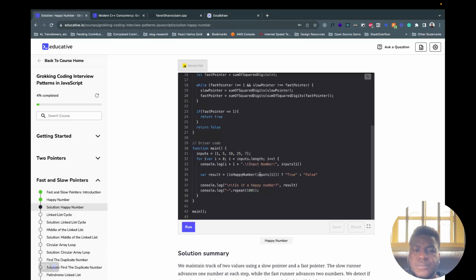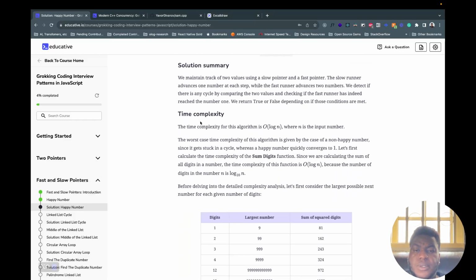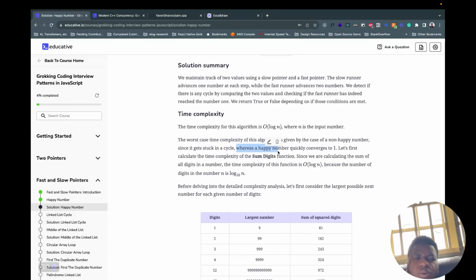Okay. Honestly, I'm just interested in the time complexity. The worst case is given by the case of a non-happy number. Okay. Since it gets stuck in a cycle, as a happy number quickly converges to 1. Quickly. How do you know quickly? How do you know it always happens quickly?